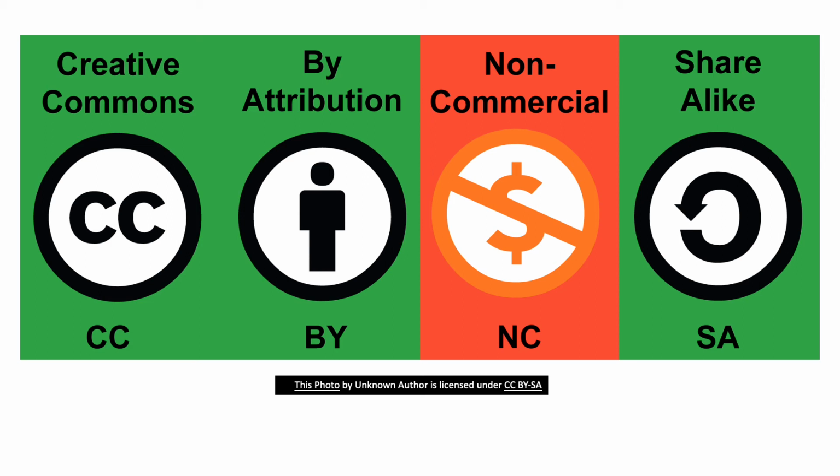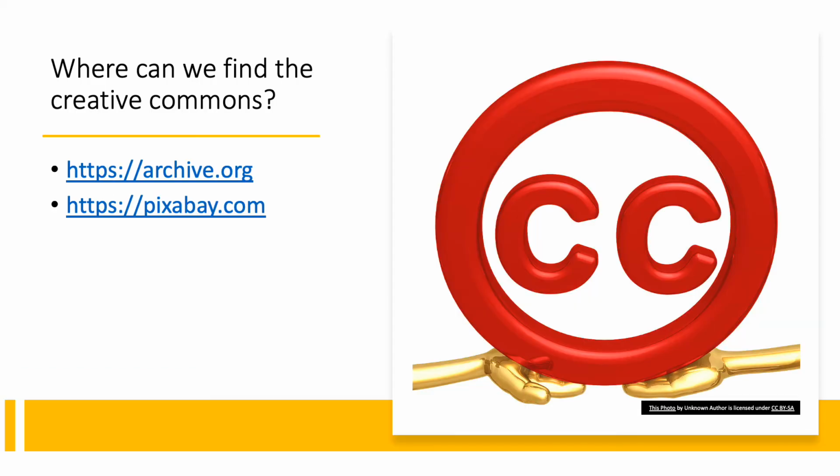Share Alike symbol. This symbol looks like a backward C with an arrow on it. You can alter the resource and build onto it if you give credit to the source. You must also share your work under the Share Alike license. Where can we find the Creative Commons? Archive.org provides free books, movies, software, and music that falls under the Creative Commons license. Pixabay.com is a resource for images and videos that fall under the Creative Commons license.